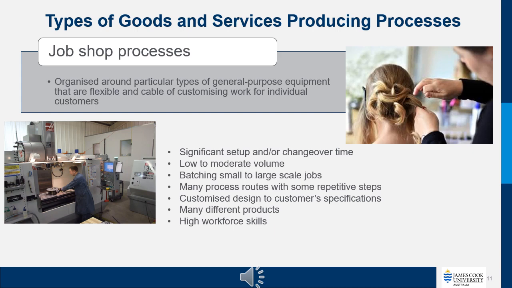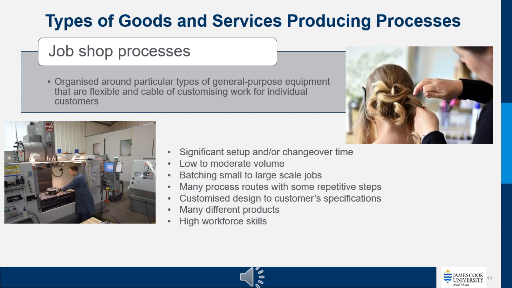The next type is job shop processes. Job shop processes are a type of manufacturing or production system that is organized around general-purpose equipment capable of customizing work for individual customers. Here are some of the characteristics. First, flexibility and customization: job shop processes are highly flexible and capable of customizing work according to individual customer expectations or specifications.